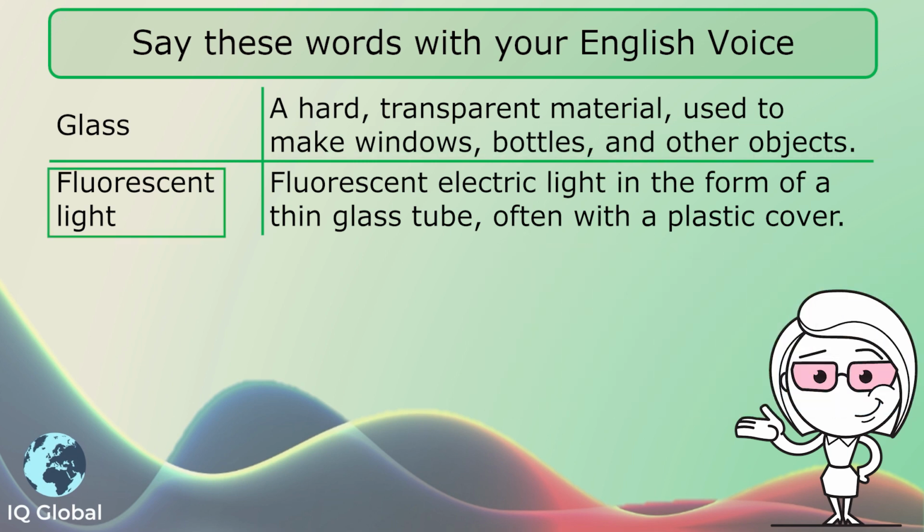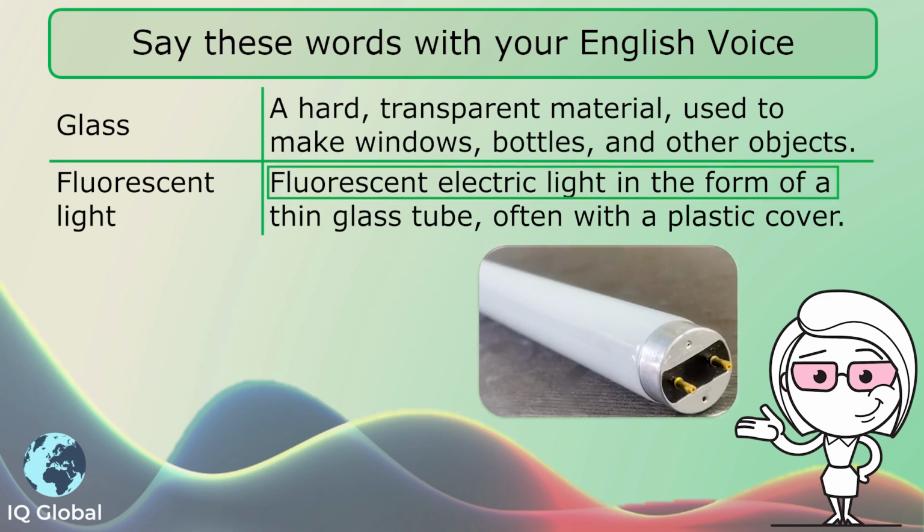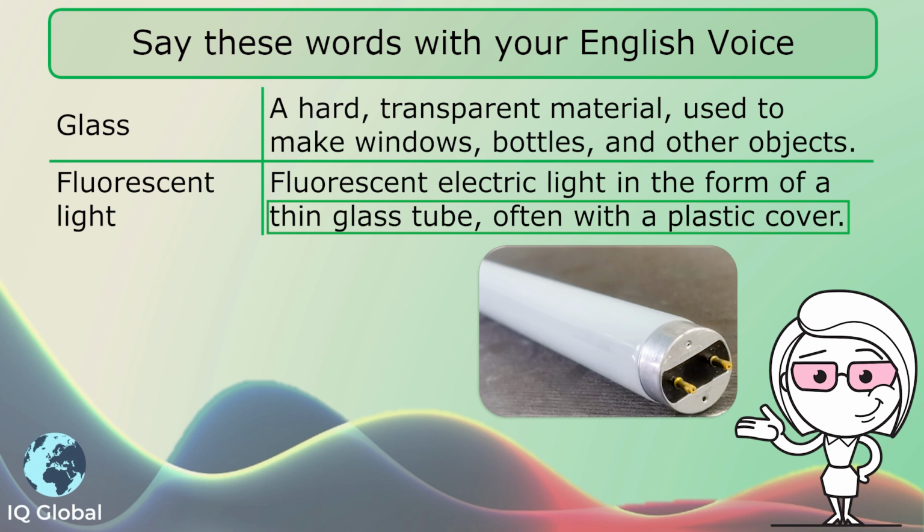Fluorescent light. Fluorescent light is electric light in the form of a thin glass tube, often with a plastic cover.